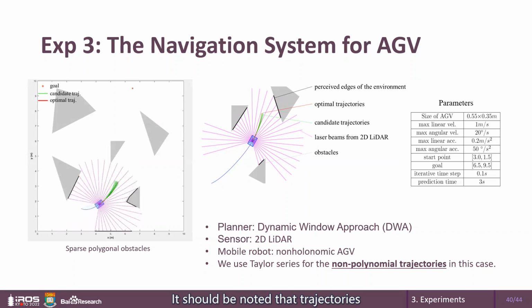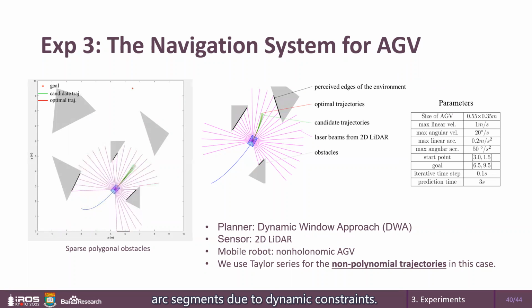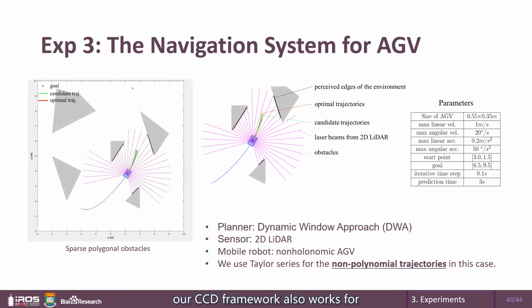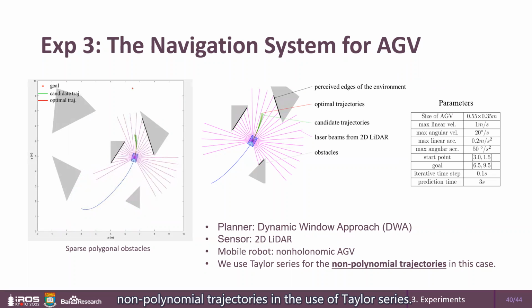It should be noted that the trajectory generated by the DWA is a set of arc segments due to dynamic constraints. So this experiment demonstrates that our CCD framework also works for non-polynomial trajectories with the use of Taylor series.